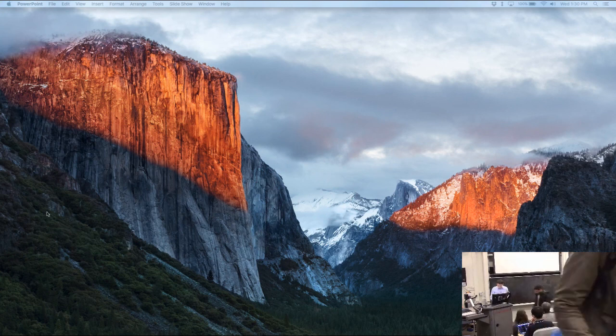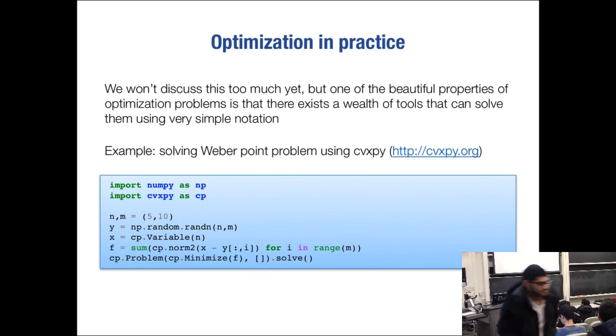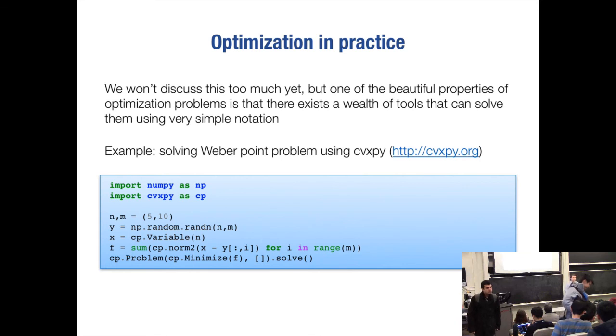I mentioned to you at the beginning of class that oftentimes just formulating an optimization problem as an optimization problem was in some ways sufficient to solve it. So I want to highlight why that's the case in practice. So remember our Weber point problem. This is the problem of finding a point that minimizes the sum of distances to other points. It's kind of a hard problem. Actually, if you try to think about it for a while, it's difficult to come up with an algorithm that actually solves that in n dimensions.